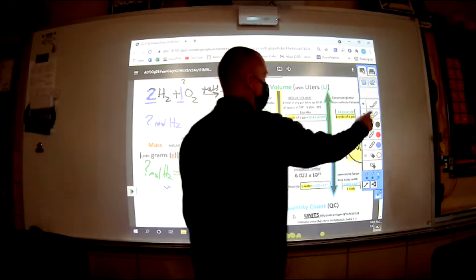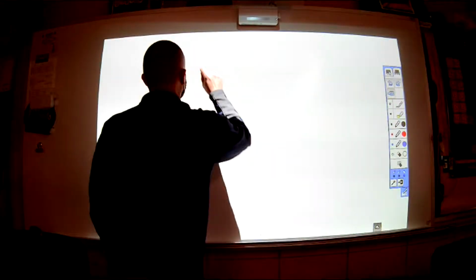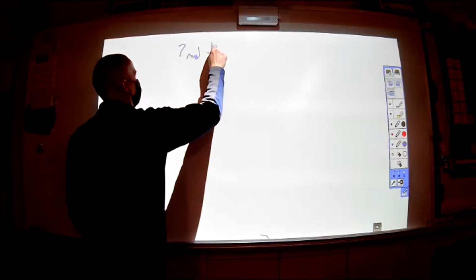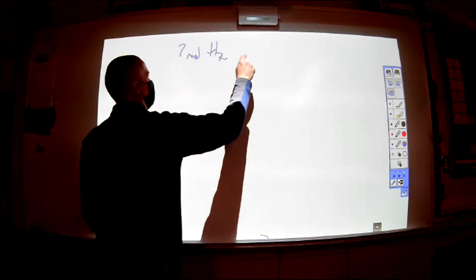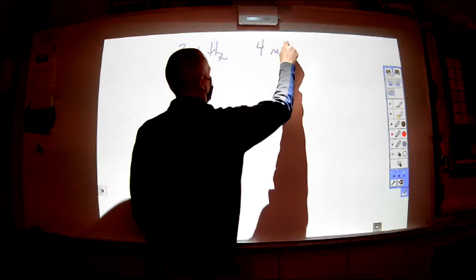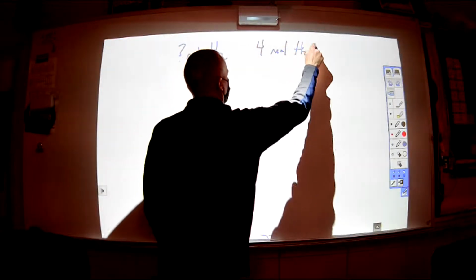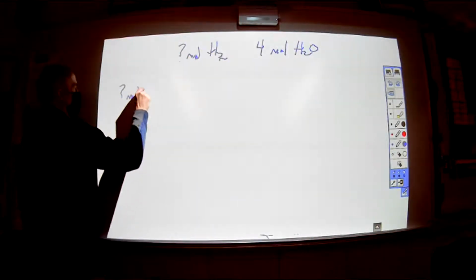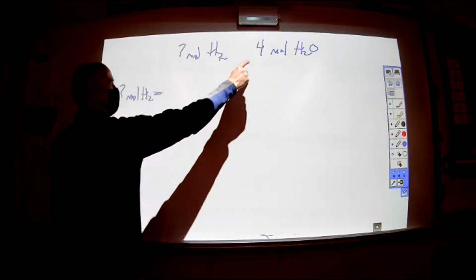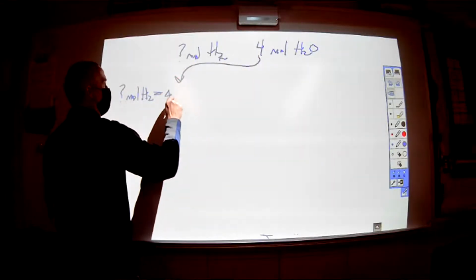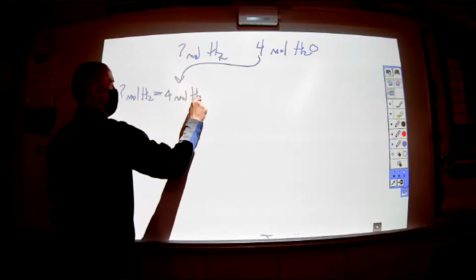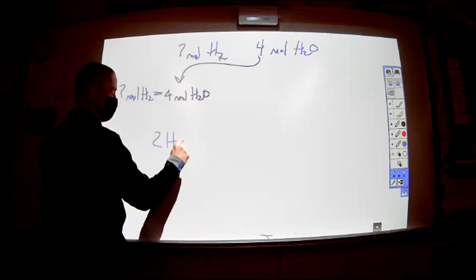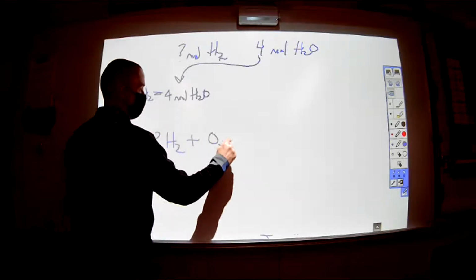Let's do this a little more clearly. The question is, how many moles of hydrogen would we need to burn in order to get 4 moles of water? Here's our given. Here's my question: question mark, moles of hydrogen. My given goes right here at the front of the problem: 4 moles of water.